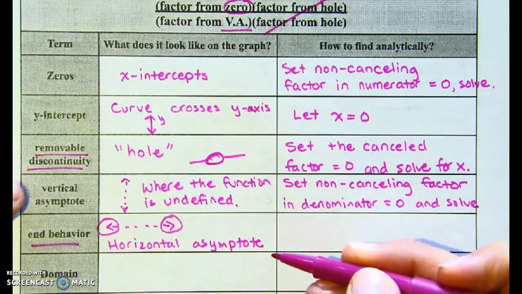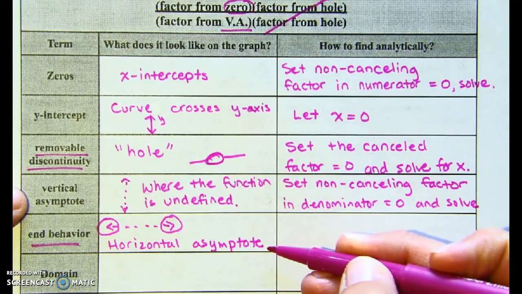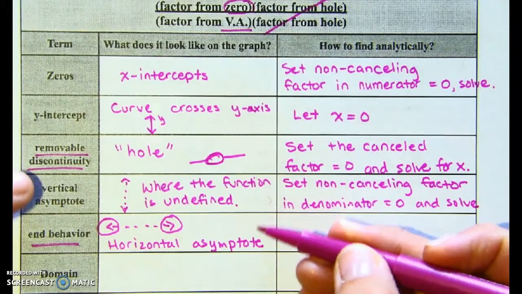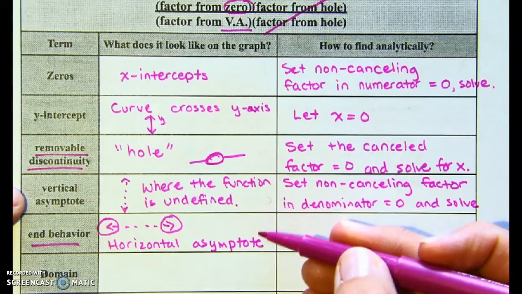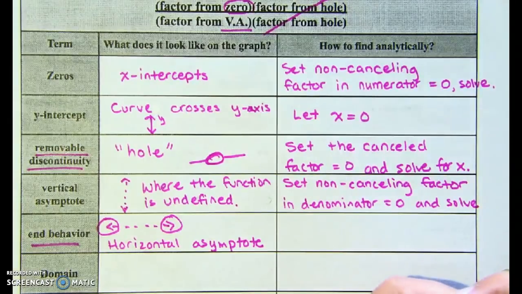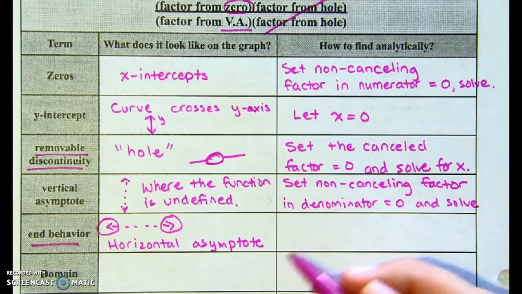So even though these two use the word asymptote, they mean different things, and we will explain in class why they both have the same word asymptote. How do you find it analytically?